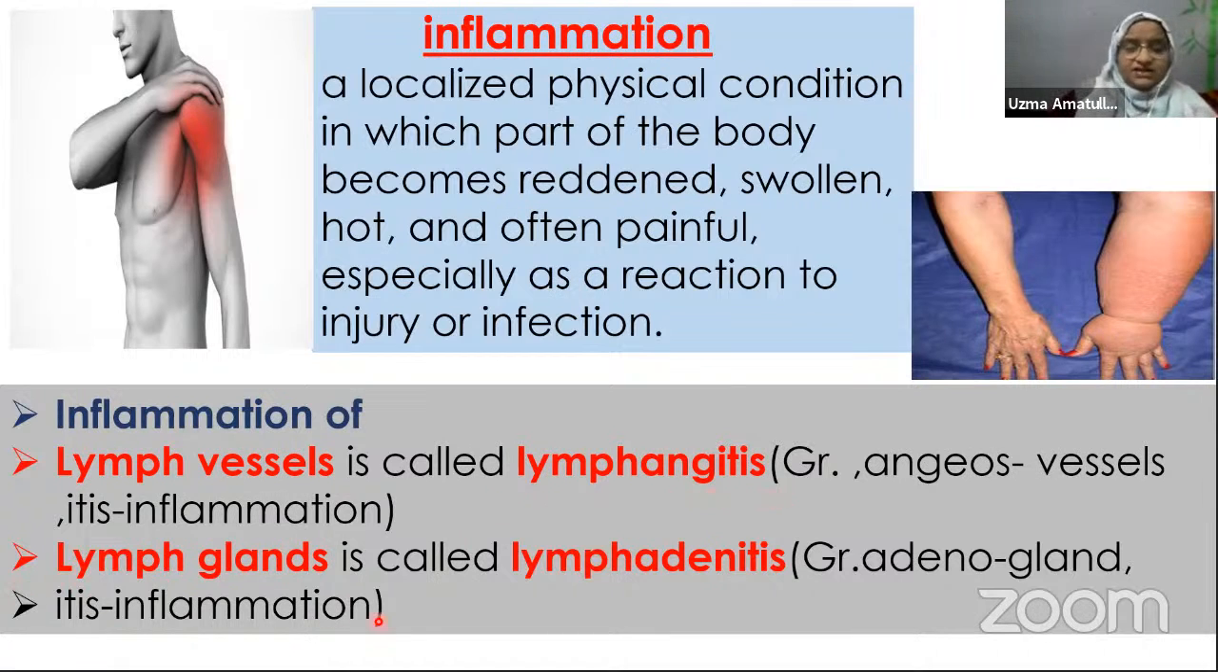Now, lymph glands. If the inflammation is there in the lymph glands, it is called lymphadenitis. Now, adeno means gland and itis means inflammation. So inflammation of the glands is called lymphadenitis.